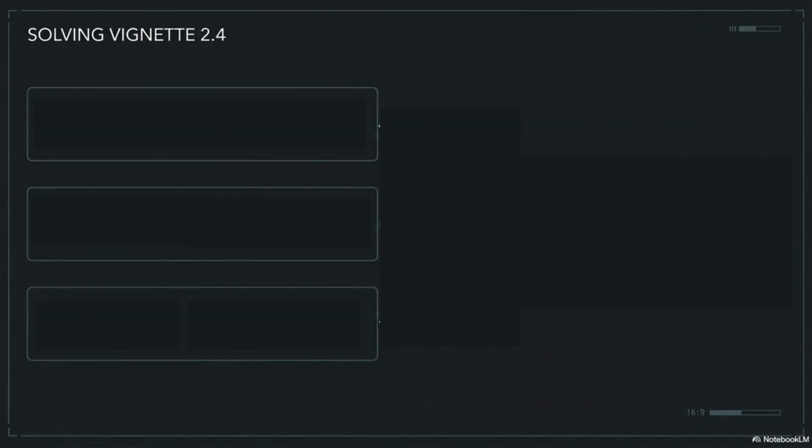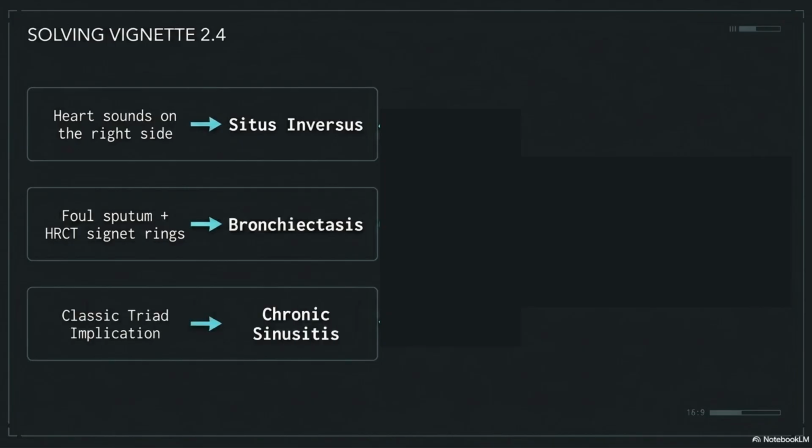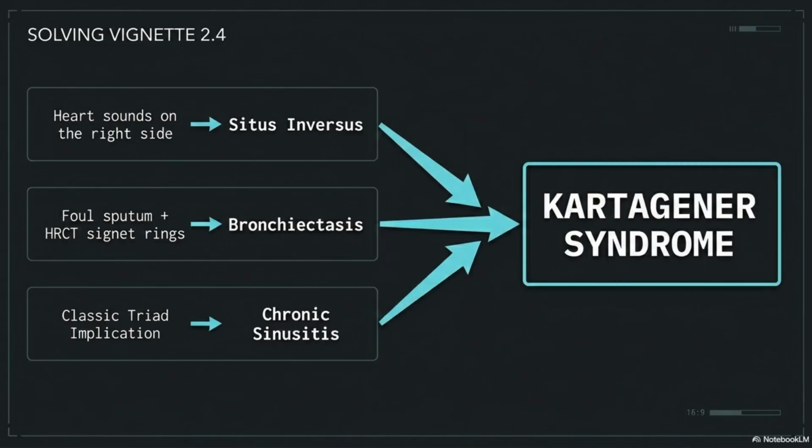Let's return to solving vignette 2.4 from the beginning of this lecture. Remember the heart sounds on the right side? That indicates situs inversus. The foul sputum combined with HRCT signet rings points directly to bronchiectasis. Together, this classic triad implies there is chronic sinusitis as well. When you combine situs inversus, bronchiectasis and chronic sinusitis, the diagnosis is Cartagena syndrome.